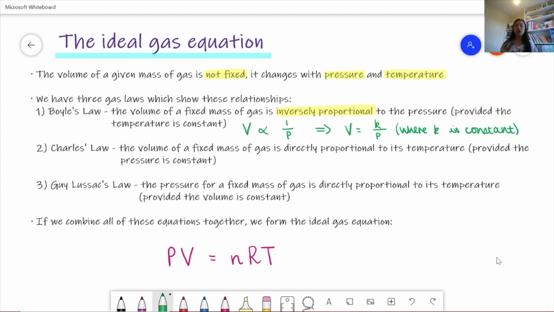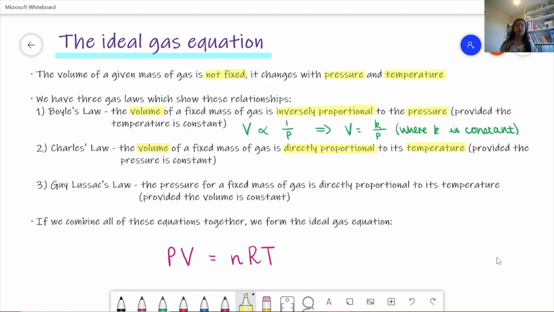And then we have Charles' law, and he stated that the volume of a fixed mass of gas is directly proportional to its temperature. So Boyle's law was all to do with volume and pressure, and Charles's law is to do with volume and temperature. But this time the temperature is directly proportional to the volume. And this is provided the third thing is constant, so the pressure is constant.